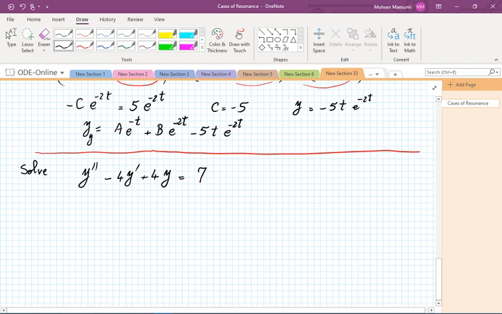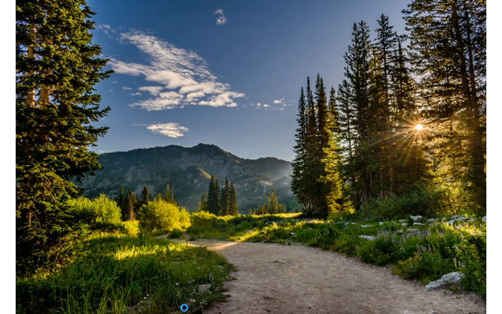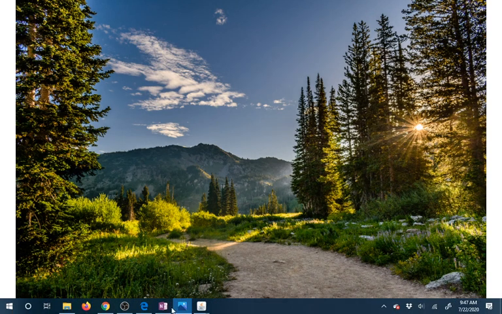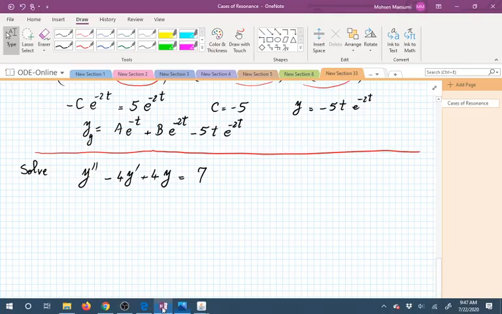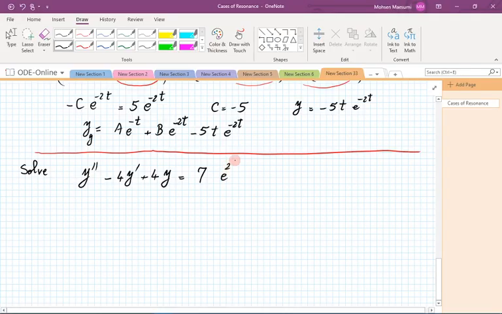Let me wait for you guys to think. What should I write on the right hand side of this so that we actually have resonance? What do you think? It has to be exponential of 2t here, because of the solution of the homogeneous equation, which is the system by itself without any external stimulus.